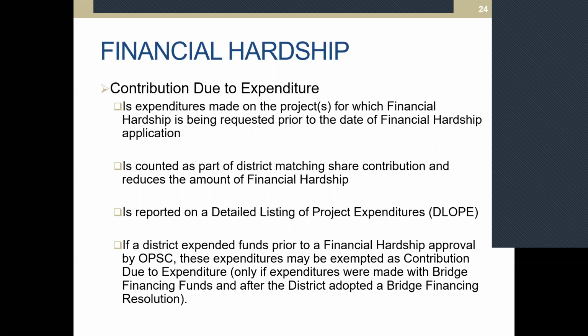We'll check on all the expenditures made prior to the hardship application. If there are expenditures prior to, we check to see if the district had requested any bridge financing in the past. If not, then potentially those expenditures become contribution due to expenditure, which then will be part of the available funds that reduces the financial hardship apportionment that is received on the project.